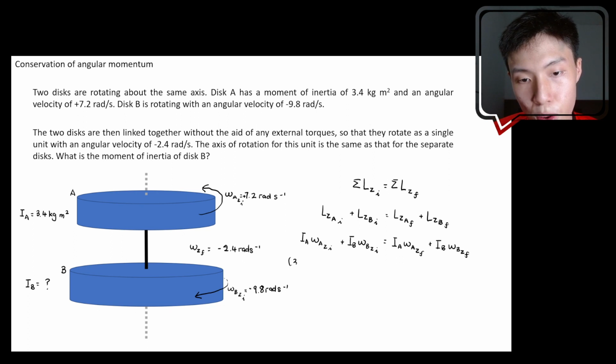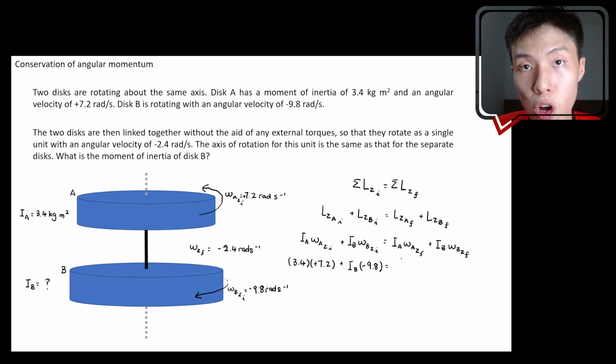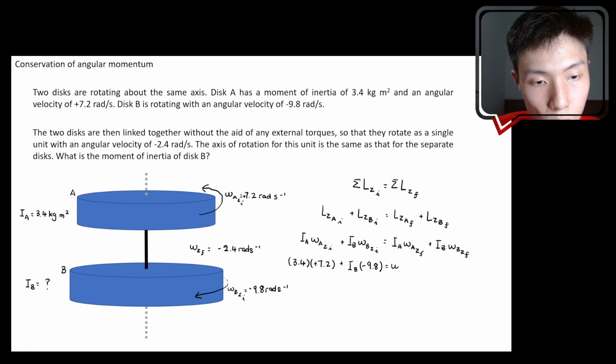IA you know is 3.4. Omega you know is plus 7.2. IB you're not sure what the value is. The omega for object B initial is negative 9.8. So the negative is important, you have to include it. This equals IA and IB, which share the same common final angular velocity, so you can factorize out the omega Z final and call it IA plus IB. Should have done this earlier, but never mind, let's continue.